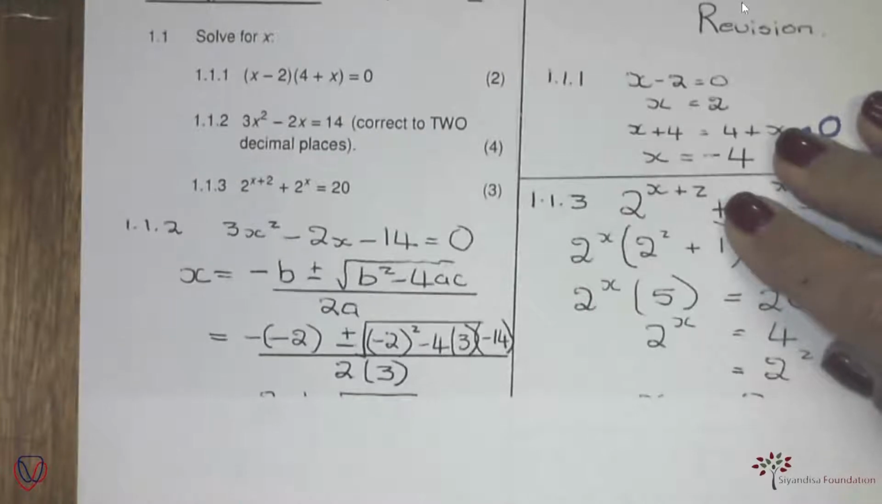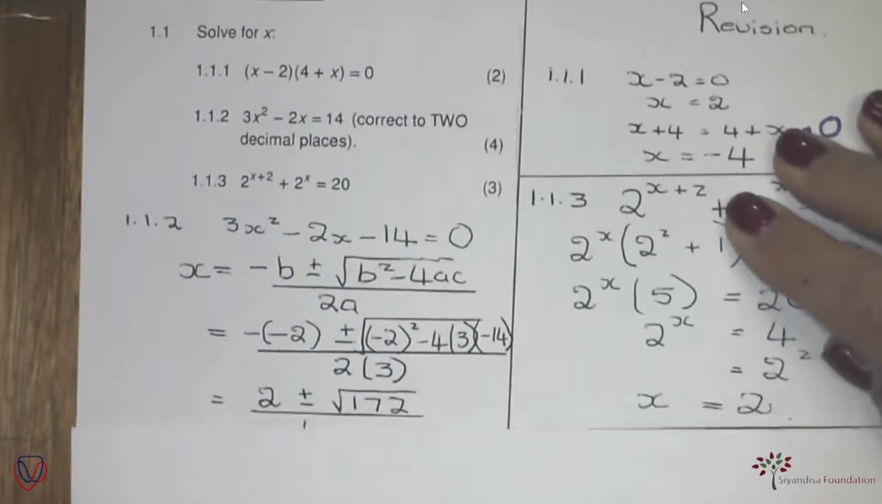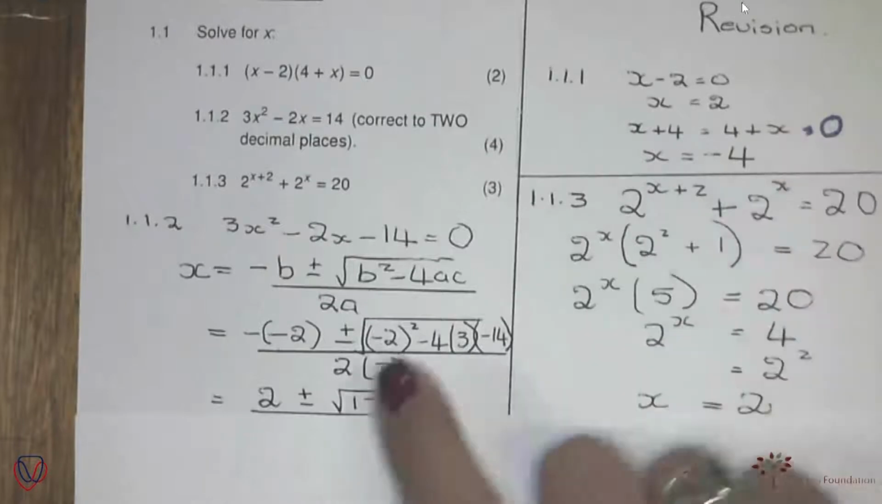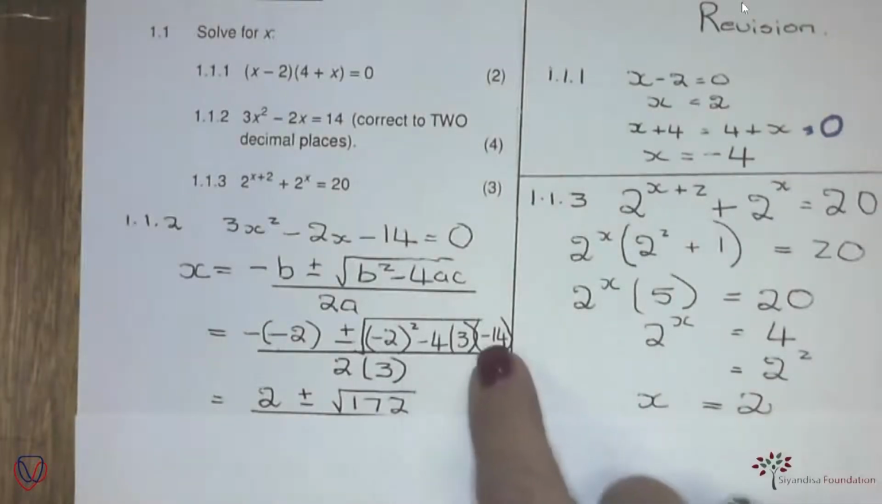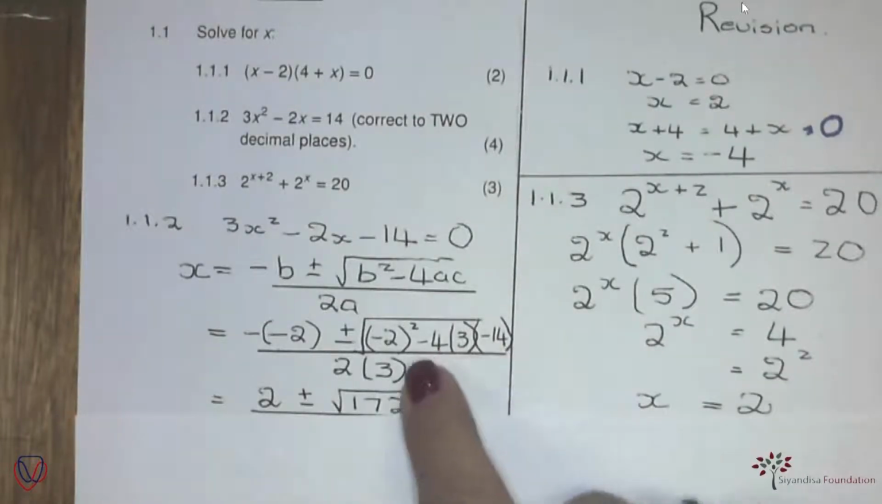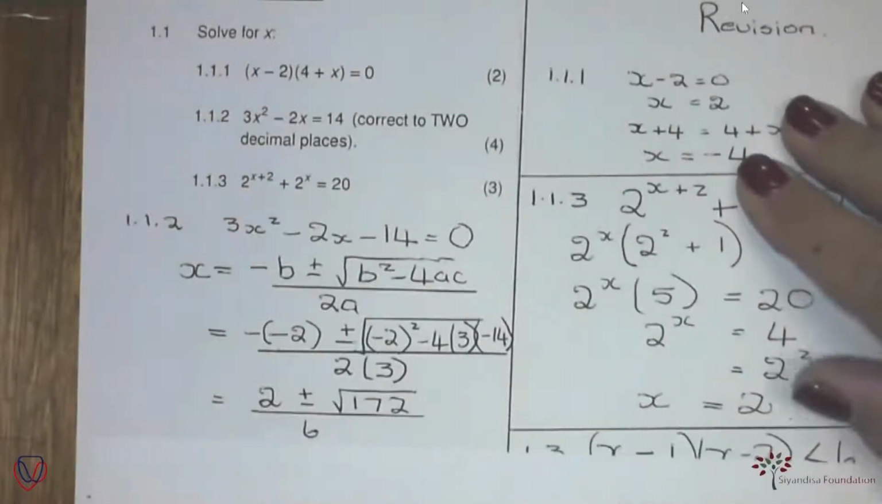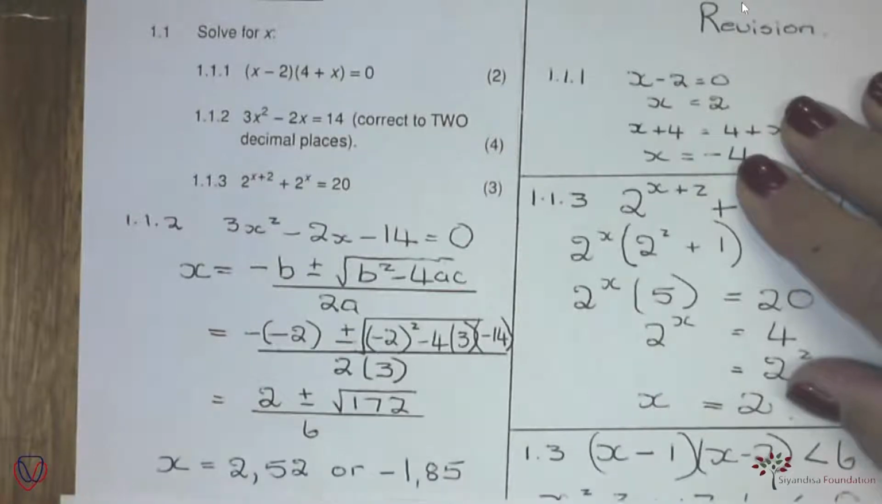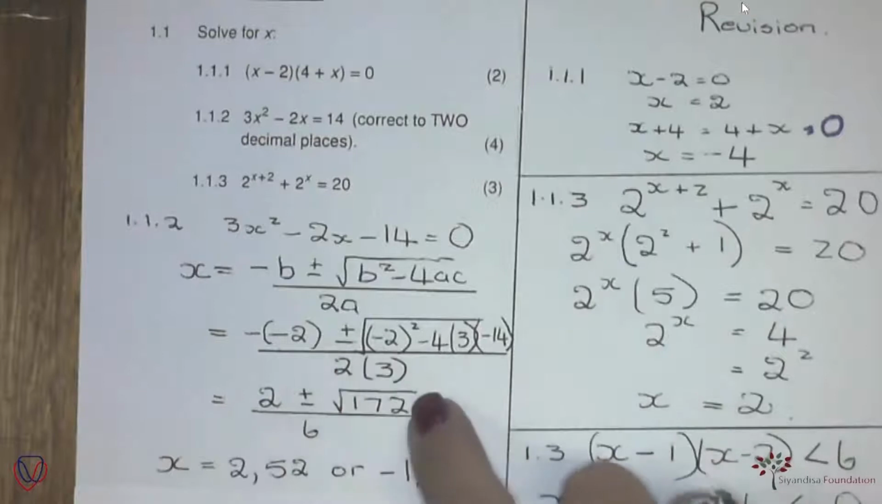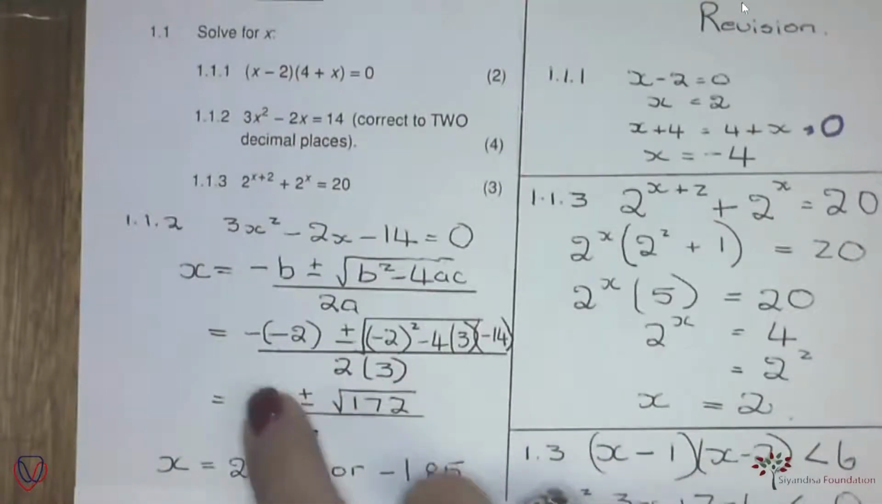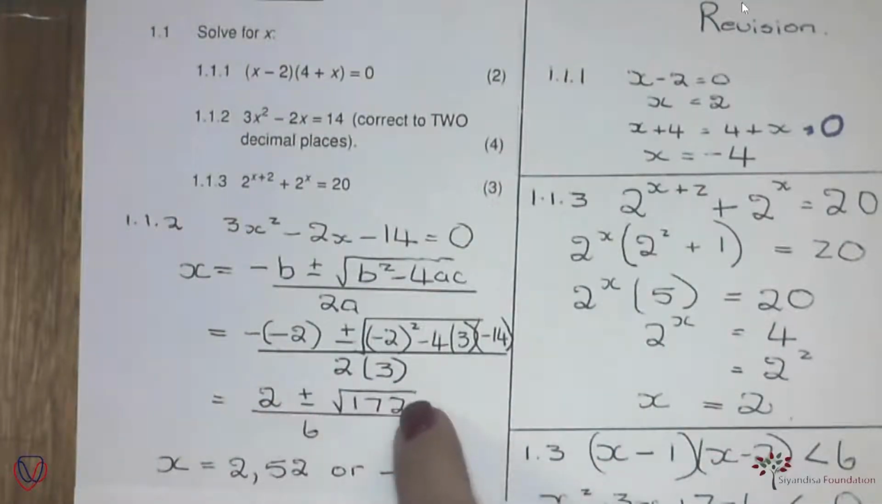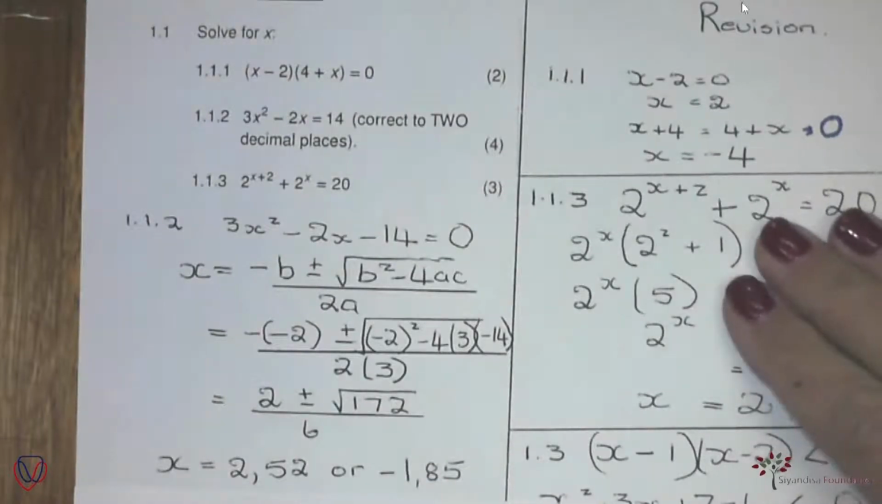And then you calculate your square root, and it is 172. If you see that becomes a positive, be careful for those 2 signs there. It becomes a positive, and then underneath the line you've got 2 times 3, which is 6. And in the end, x is going to be 2 plus the square root of 172, and 2 minus the square root of 172 divided by 6, and that's your answer for 1.1.2.